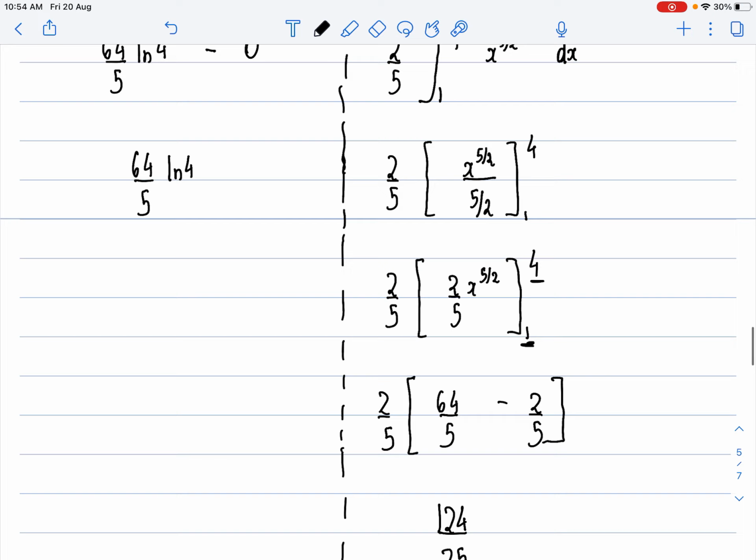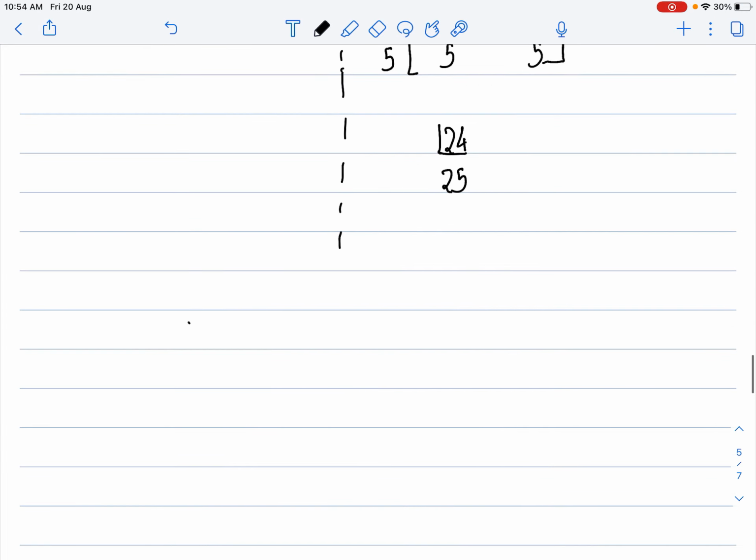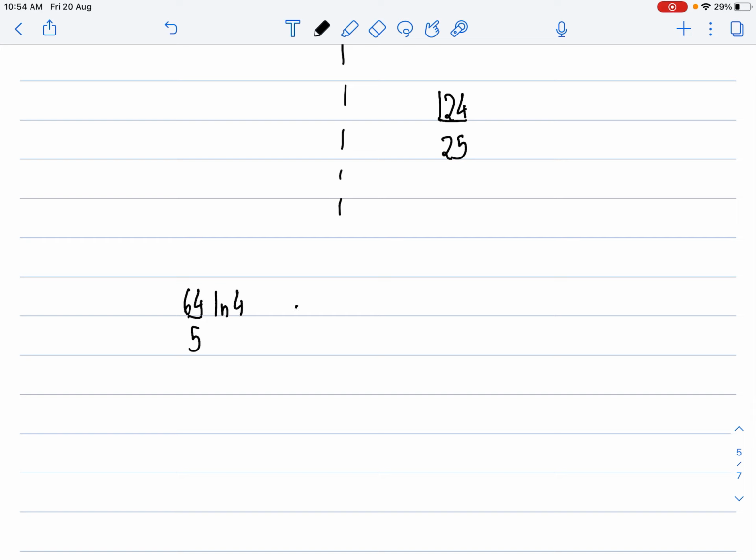Now I can merge both of them. I can write this as 64 by 5 multiplied by ln 4, minus 124 by 25, which you can simply write as your final answer. Okay, just one reference.